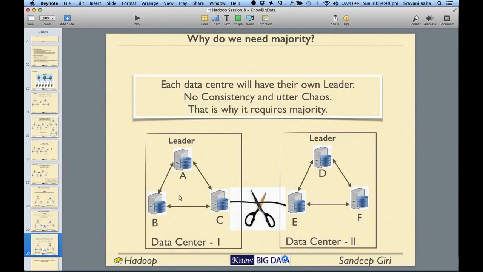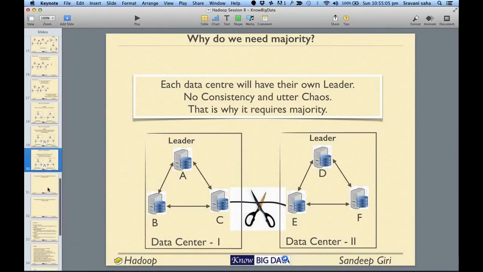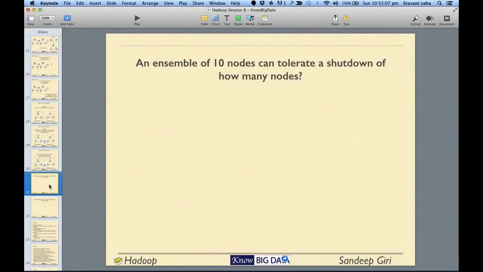Although, a node which is closest to all other nodes generally becomes the leader because it gets the maximum number of votes. All right. Sounds good to you? Any questions?